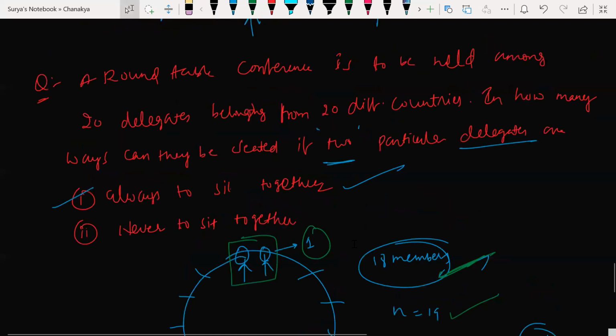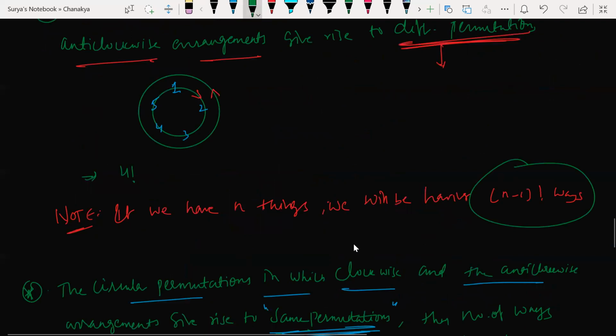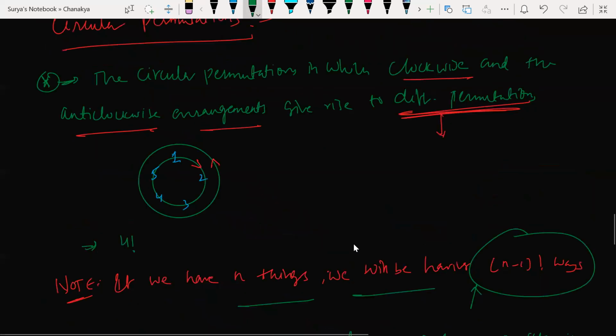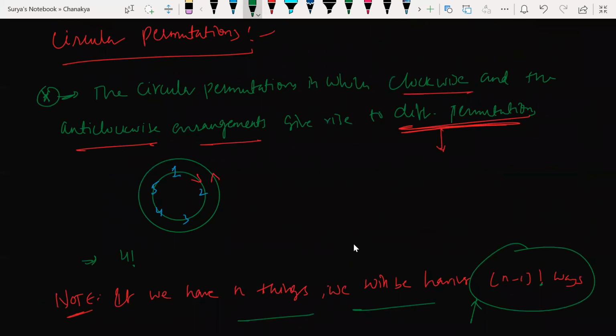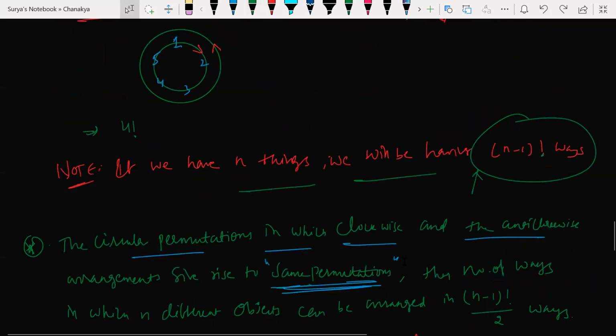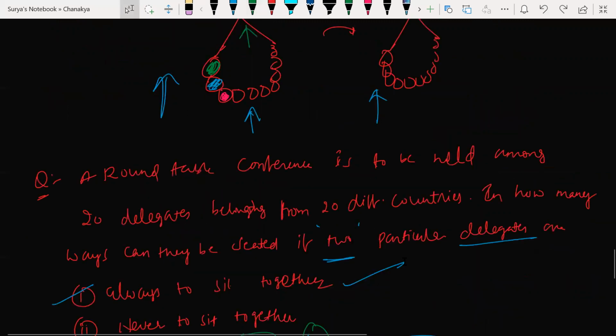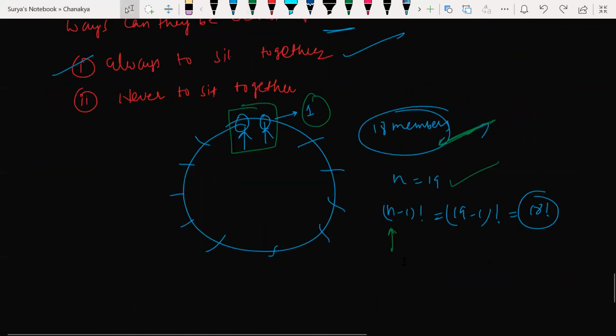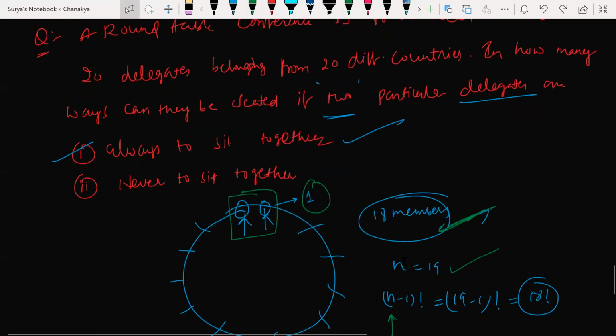Sir, why are you using n minus 1 factorial here? This concept: if you have n things, we'll have n minus 1 factorial different ways. When is it possible? It is possible if and only if you are having different permutations. They can sit in clockwise direction and anti-clockwise direction as well. But you are getting different permutations. In such cases, I need to use the n minus 1 factorial formula. Correct? Very simple. Okay, all right, children.